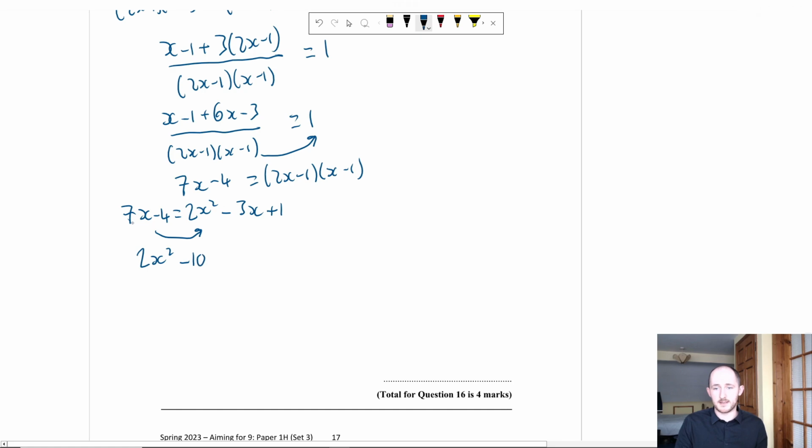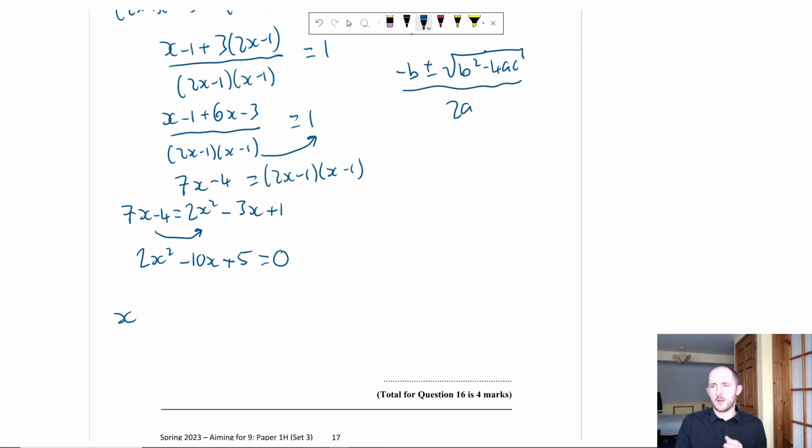And again, we're minusing because I have to move it to the other side. Then it'd be plus 1, and that minus 4 now becomes plus 4, so that'd be plus 5 equals 0. Now we use the good old-fashioned quadratic formula. I've written it a few times already: minus b plus or minus the square root of b squared minus 4ac over 2a.